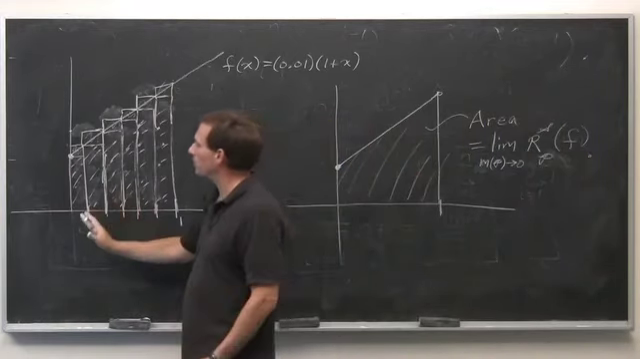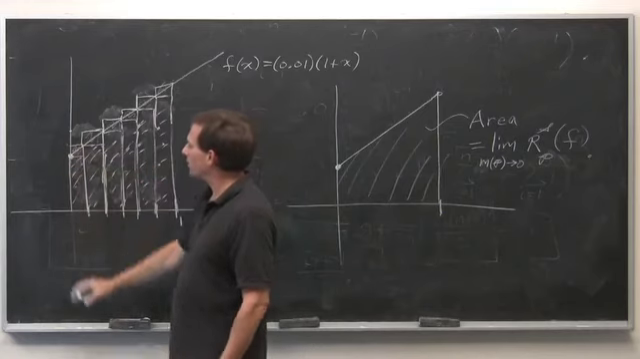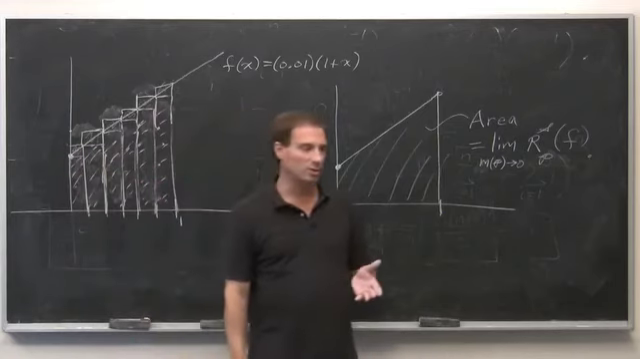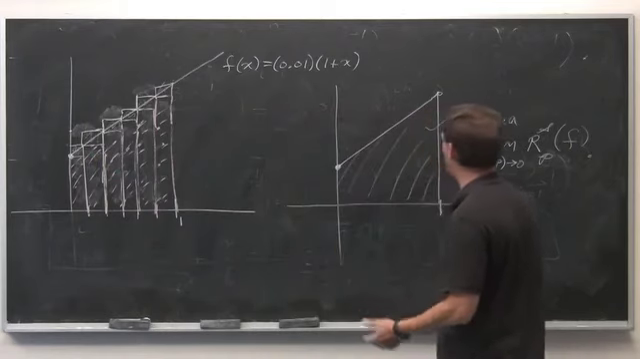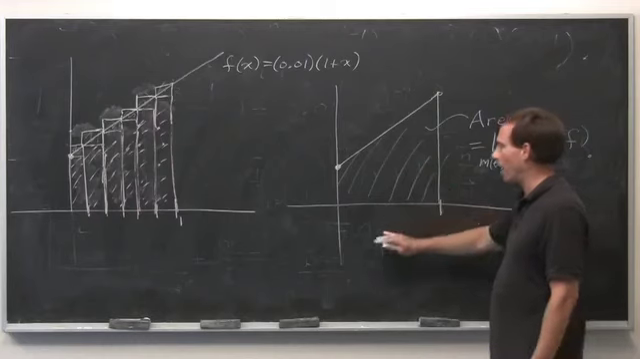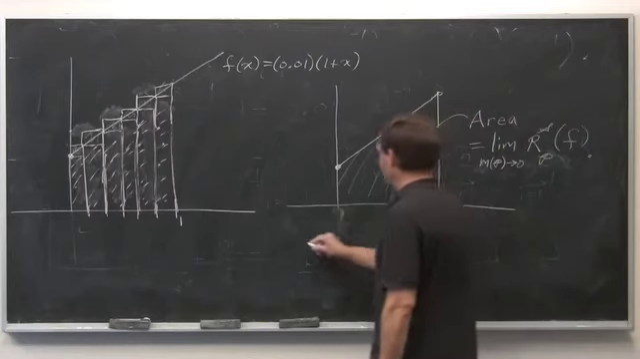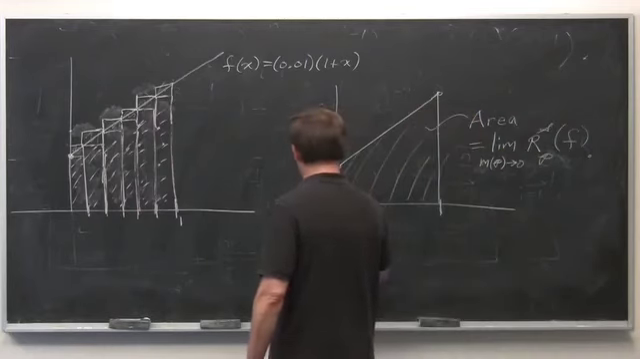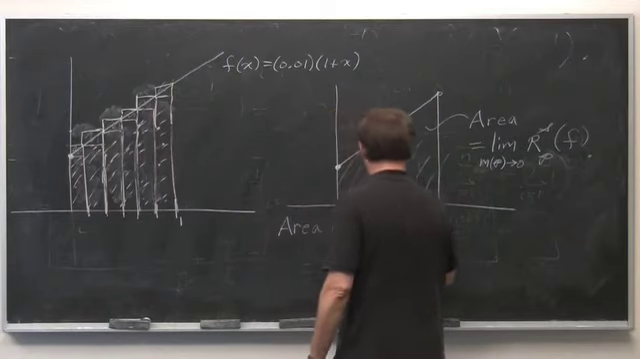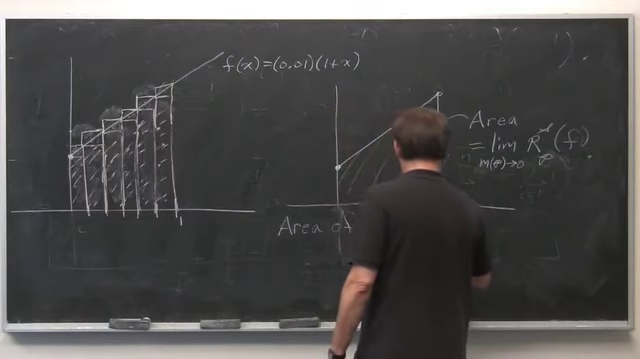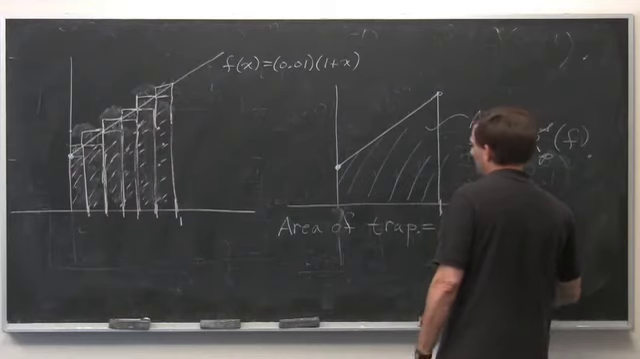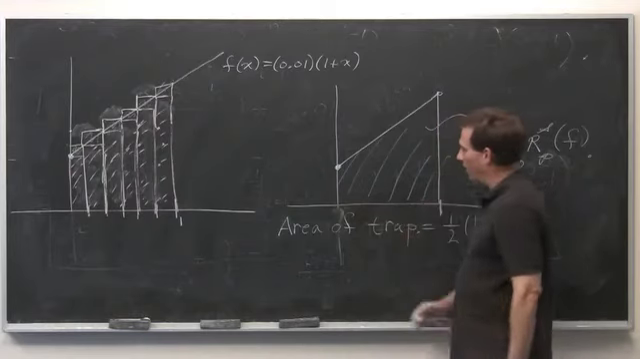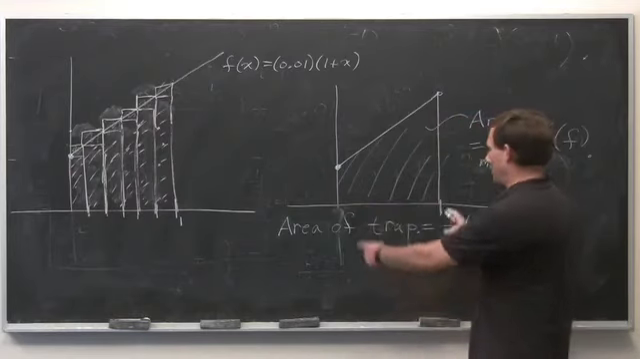As you take more and more subdivisions, the area of the green rectangles gets closer and closer to the area of the pink rectangles. Oh, we can verify it in this case because we know how to calculate the area of a trapezoid. The area of a trapezoid equals 1/2 the sum of the bases times the height. The bases are the two parallel sides, and the height is this length.